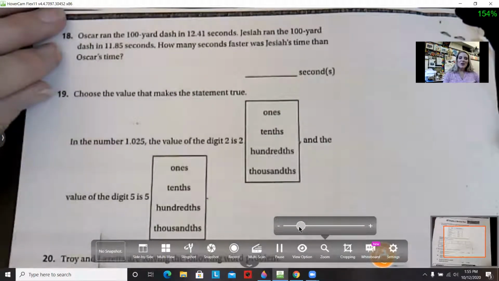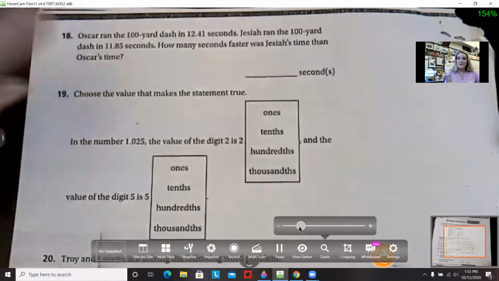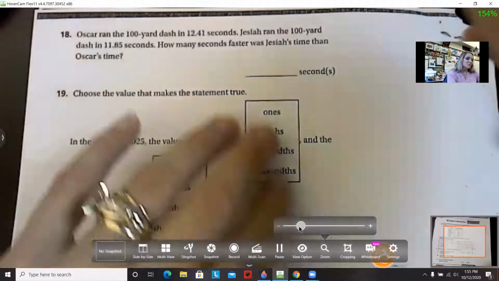Okay, it says Oscar ran the 100-yard dash in 12 and 4100 seconds. Josiah ran it in 11 and 8500 seconds. How many seconds faster was Josiah's time than Oscar's time? So how many seconds faster? How much more? That's a subtraction problem.